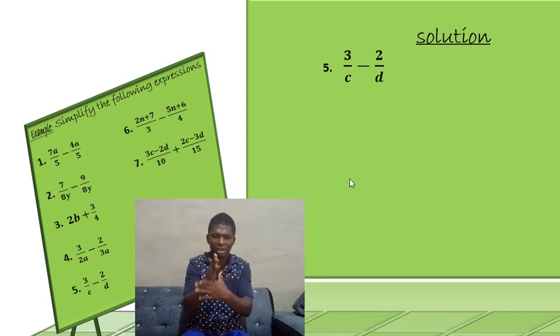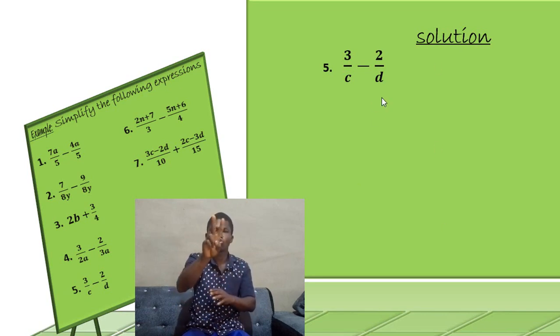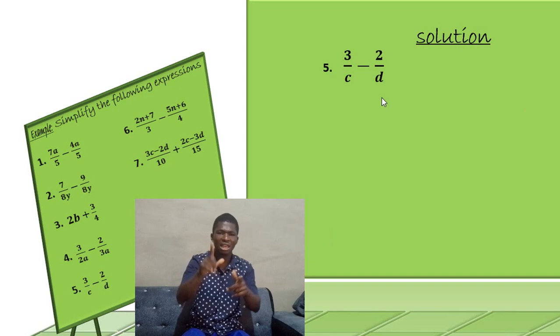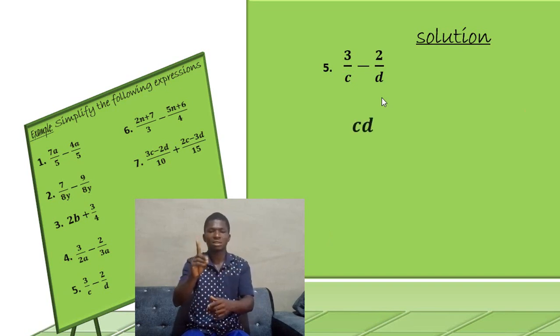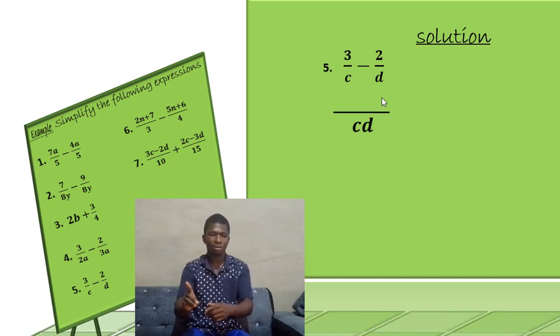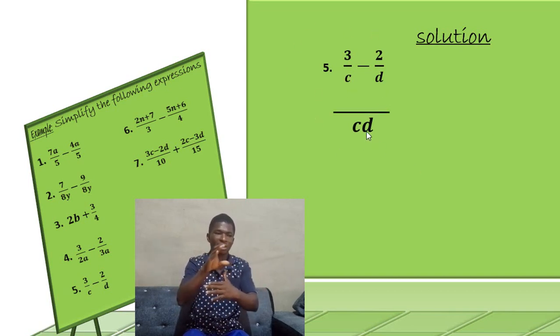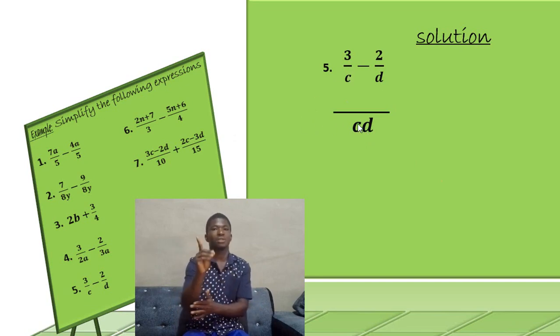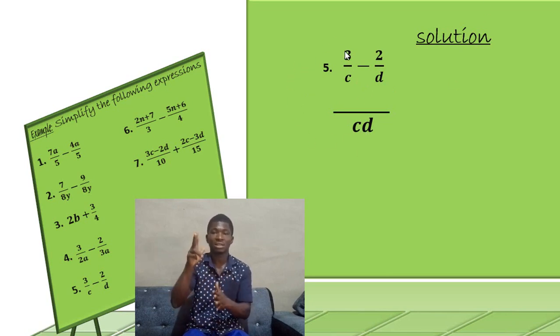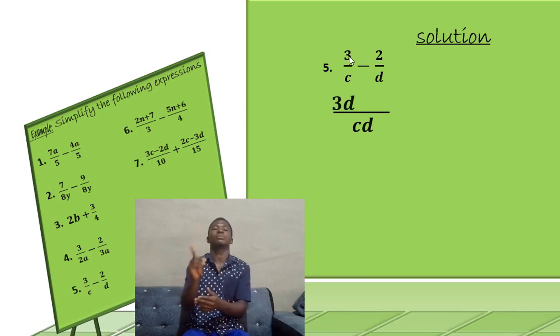So we look out for the LCM of c and d. What is the LCM of c and d? The LCM of c and d is cd, c multiplying d. Then let's rule our bar. So ruling our bar, you say c dividing cd makes what? Makes d. Then that's d multiplying this numerator up here, 3. So that's 3d.